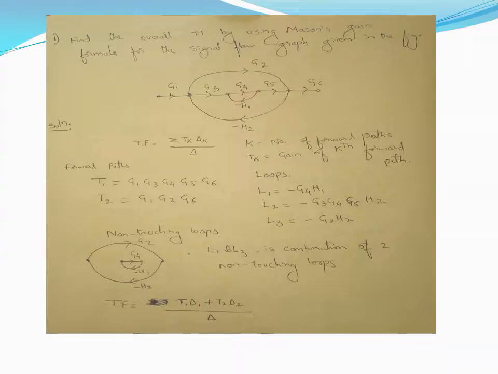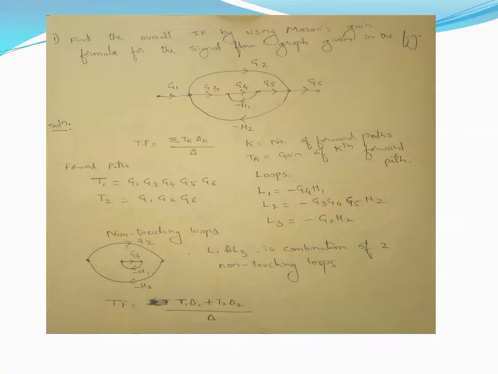So when you're calculating delta 1, delta 2, just remember that delta 1 is equal to, we need to see this forward path, that is T1 forward path, that is G1, G3, G4, G5, G6, which is the loop which is not touching this forward path. We can see L1 is touching, also L2 and also L3. So all the 3 loops are touching to this forward path. So the value of delta 1 will become 1, and we'll see delta 2 for the forward path T2.